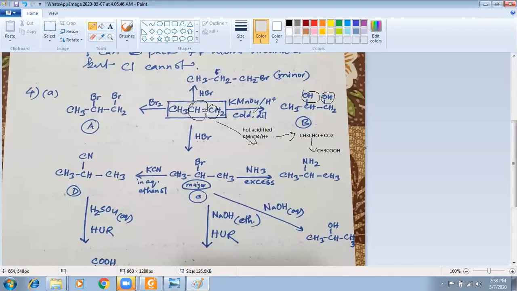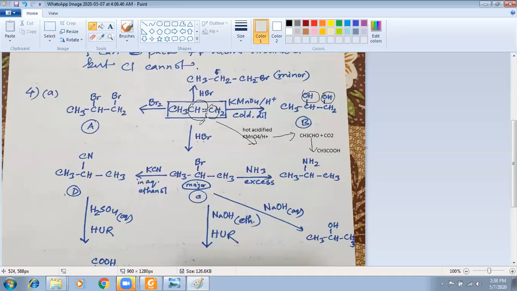So they were asking what would be the product if cold dilute acidified potassium permanganate is used. So we will get a diol. So here's the diol. I hope you understood. Now the next part, if we use HBr, hydrogen bromide, what will happen? We can get two different products.